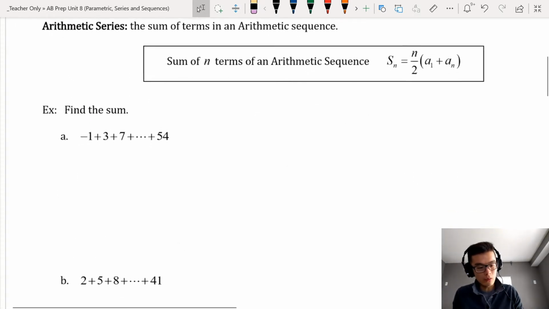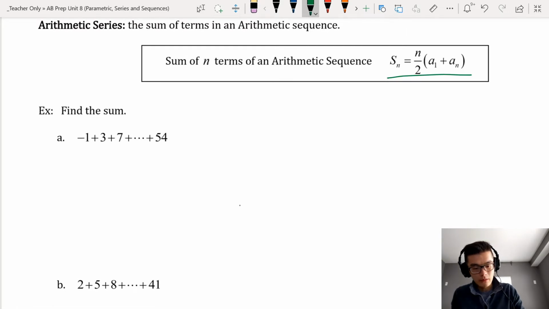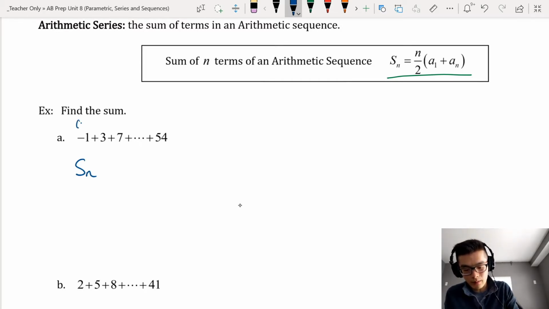Hardest part is interpreting what on earth this means here. So let's try it out. Over here, we're trying to find the sum of this series. We're just adding all the terms in the sequence. So the sequence normally would be -1, 3, 7, dot dot dot, all the way up to 54. Problem is we don't know how many numbers there are.